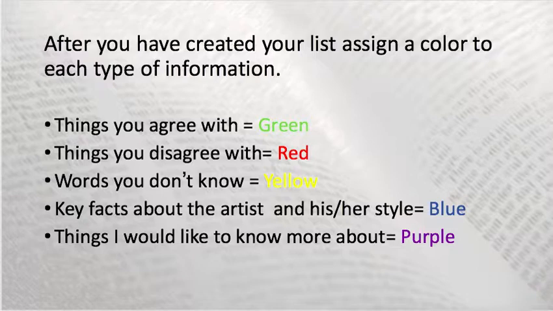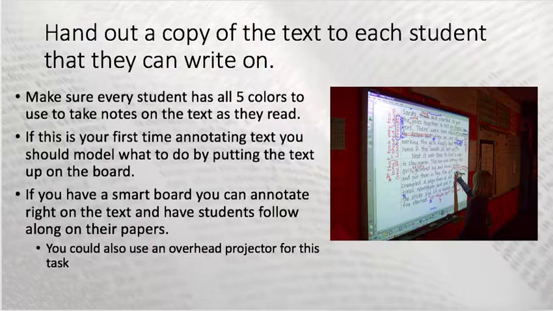So for this example, I've selected green for things you agree with, red for things you disagree with, words you don't know are in yellow, key facts about the artist and his or her style are in blue, and things I would like to know more about are going to be highlighted in purple. Once you've decided on this, it might be good to post your list and what the colors mean off to the side. If you have an additional whiteboard or a little poster you can put it on so students can refer to that, that would be great.